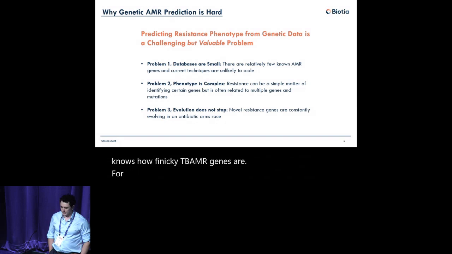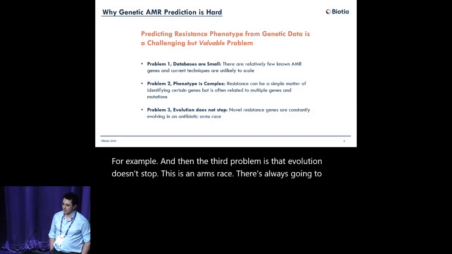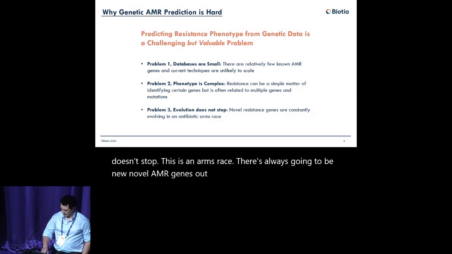And then the third problem is that evolution doesn't stop. This is an arms race. There's always going to be new novel AMR genes out there, and we're never really going to be able to completely catalog everything that's there. So we have these three problems. How did we solve them?